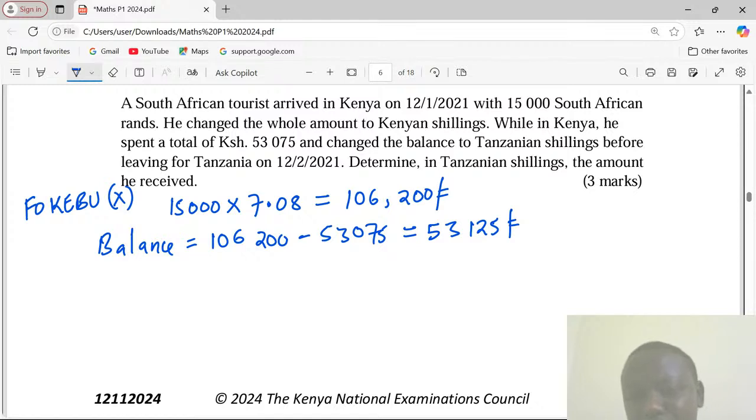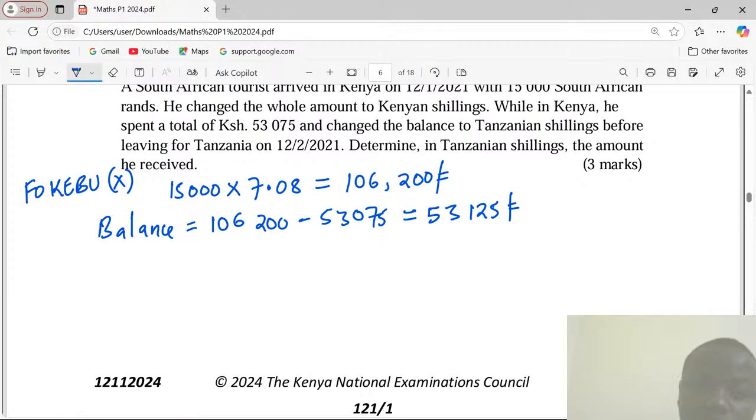So what happens at the bank? The tourist will buy Tanzania shillings and the bank will sell to him. So we have to go to the selling rate of Tanzania shillings. What you should know is that from Kenya to foreign currency, we have to use the selling column, and this will be done by division.